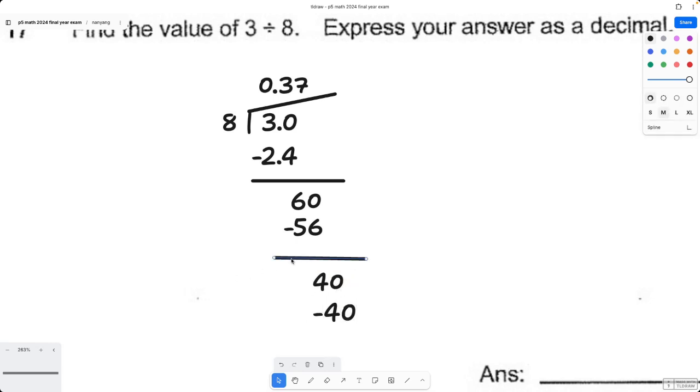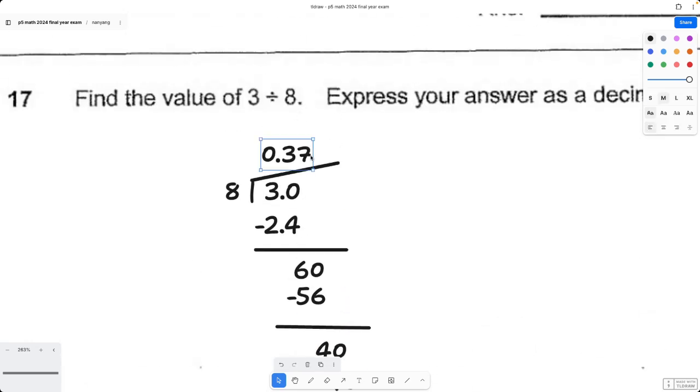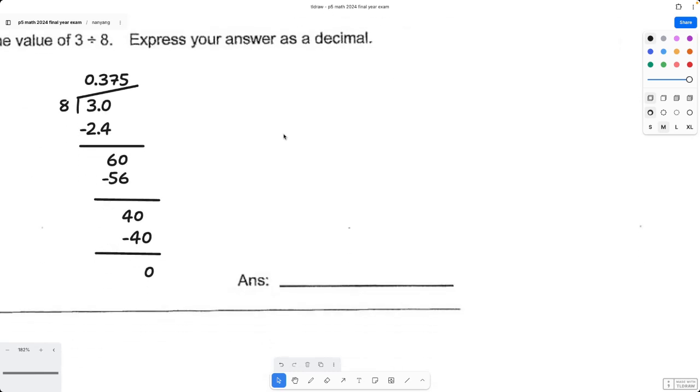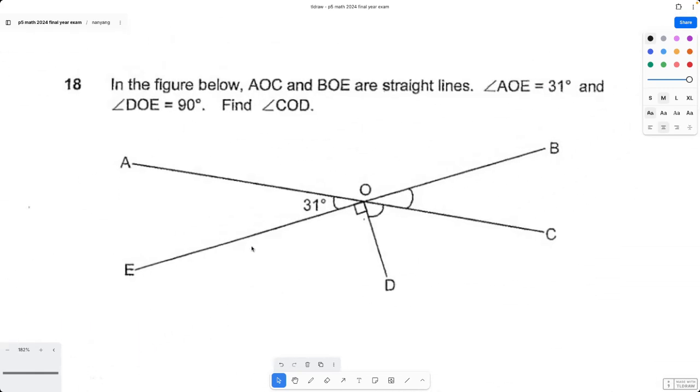So now, and that's it, right? 40 minus 40 is equal to 0 over here. So in this sense, the answer to this is 0.375. Okay, so always double check your working so that you get this correct. All right, let's move on to question number 18.